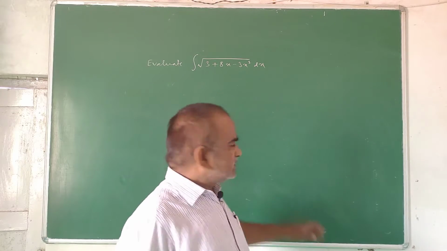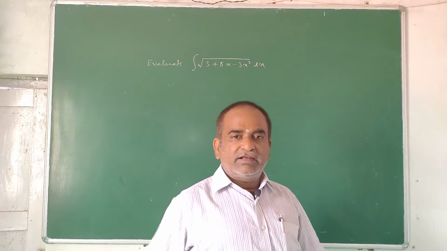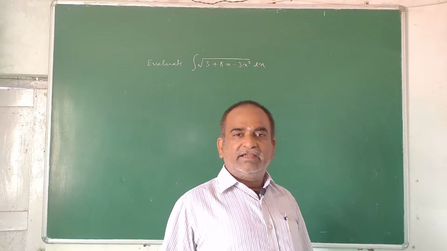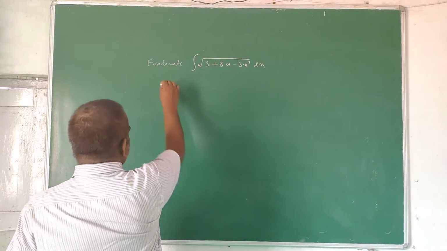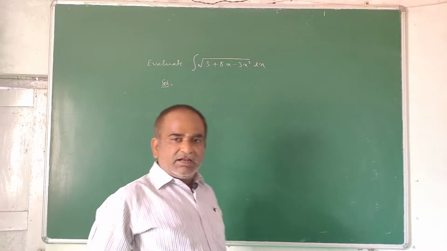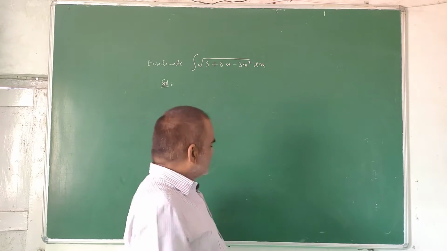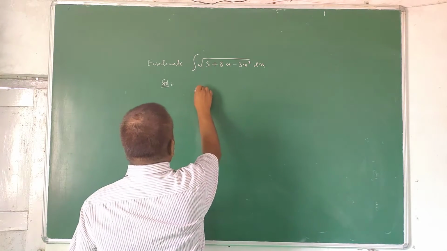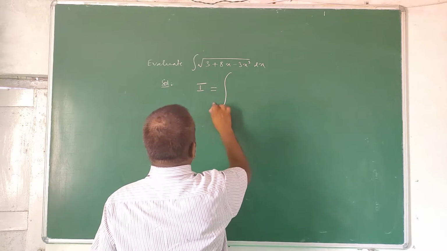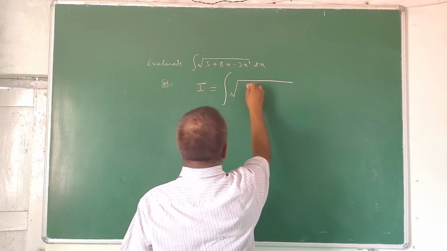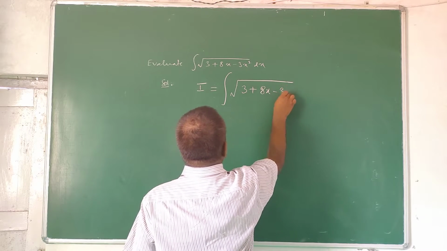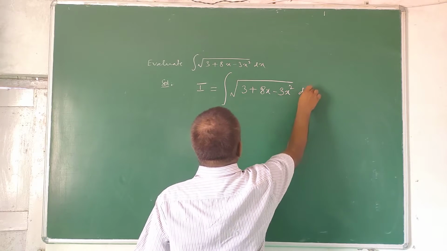So evaluate integral root over 3 plus 8x minus 3x square dx. Solution. Let us consider it as I. I is equal to integral root over 3 plus 8x minus 3x square dx.